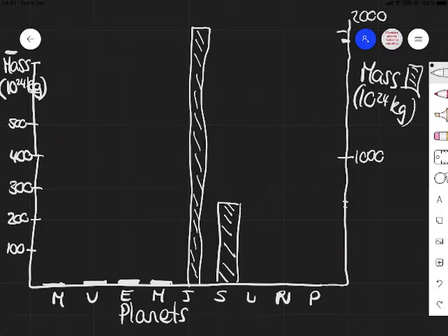I'm just going to label my mass so we'll be able to tell which goes with which. We have then 86.8 for Uranus. So this is 100, this is 50, this is 75, so 86 is roughly here. And we also have to do Neptune, 102, so 102 will just be here. And the last one we have to do is Pluto, and that's going to be teeny tiny. So this now is our graph showing our planets versus mass of planets.